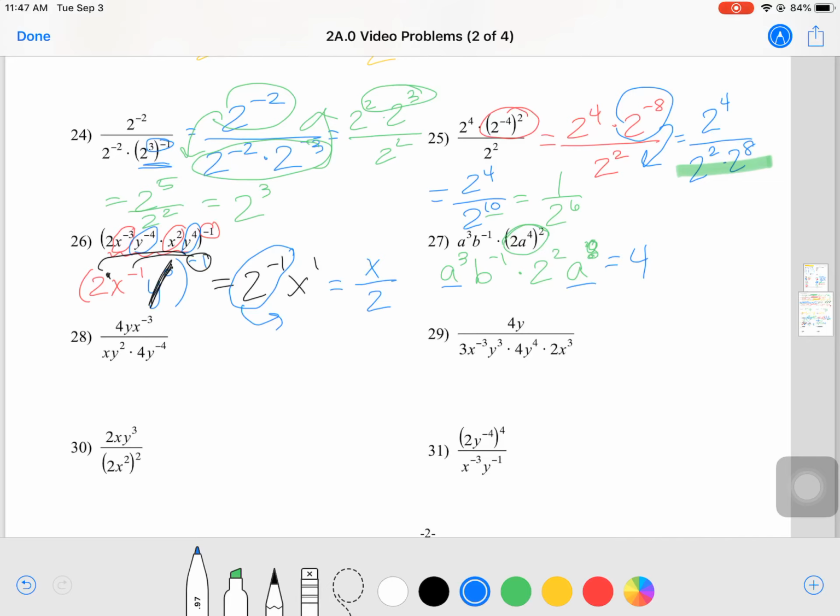But when you do a cubed times a to the 8th, you add them. So this is a to the 11th. And then this b to the negative first, if you want to move it down immediately, you can. So this is over b to the positive first, and that's my final answer.